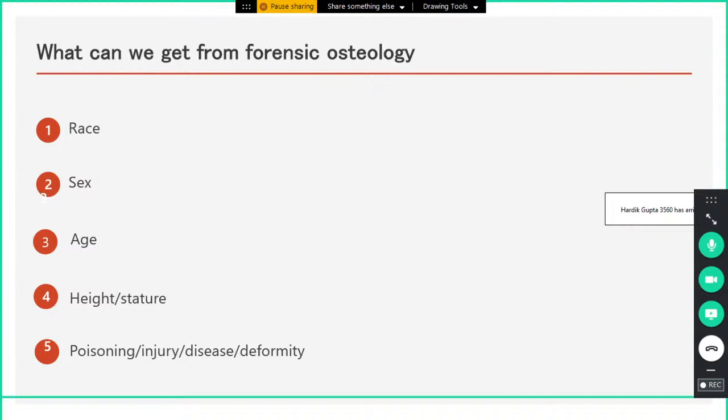What can we get from it? The race, sex, age, height, stature, whether the person was poisoned, injured, or was suffering from any disease or deformity.